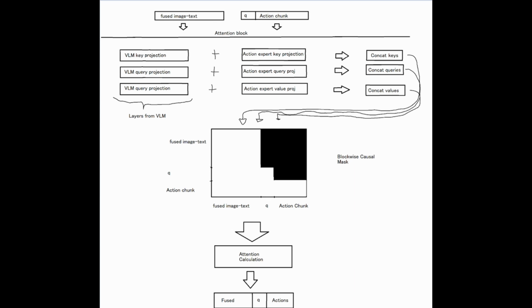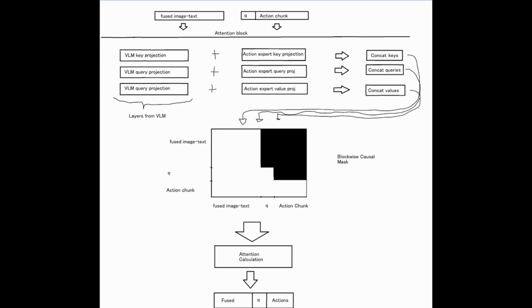And here's the most important part of the attention blocks. The Q and the action embeddings get projected by the action expert's keys, queries, and values into the same keys, queries, and values dimension that the vision language model uses. Each embedded keys, queries, and values vectors get concatenated together. So now they are all just one long key, query, and value vector in the same dimension. Here, the first however many tokens will belong to the fused vision language model inputs, and the rest of the tokens will belong to both the Q and the action chunk embedding.